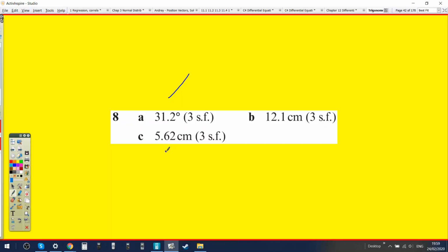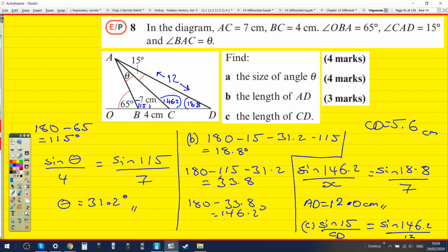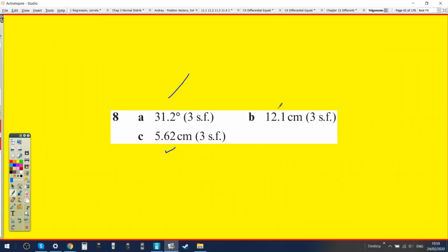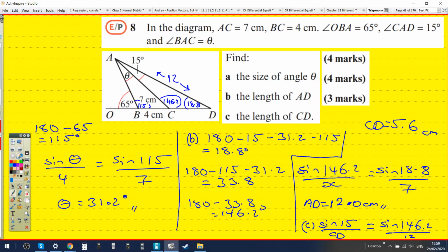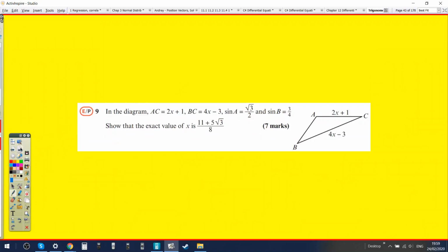So our first one was 31.2 degrees. That was 5.62. And so it's starting to round. So although the final answer is to 3 sig fig, in the working out you'd keep more. So part B, we were saying it's 12.0, but it was actually 12.1. And same with this one. If you decrease the accuracy it's going to be fine, like 5.6. But if you want them all to 3 sig fig, keep it to 5 sig fig, 2 more than you need to. Any questions there? No. Okay.